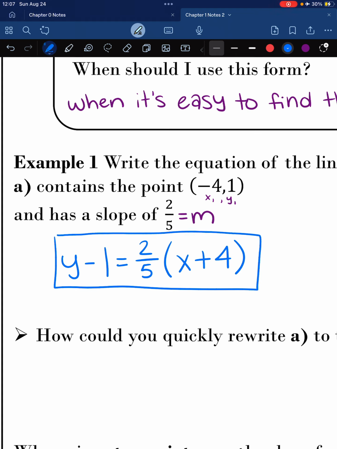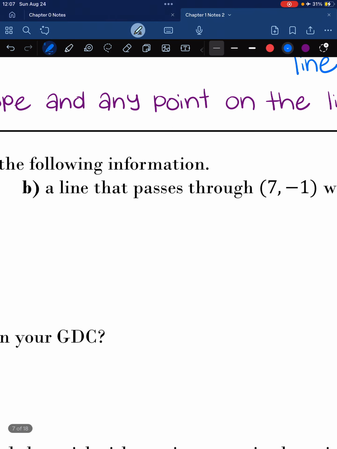If we wanted to change this to slope-intercept form, we could solve for the y, distribute the 2/5, and then add 1 to both sides. But we don't have to. That's what I meant when I said that this feels like the lazy form of a line. We just plug in that point, and we are done. We are good to go. There is one challenge with this, and we'll address that in just a second.